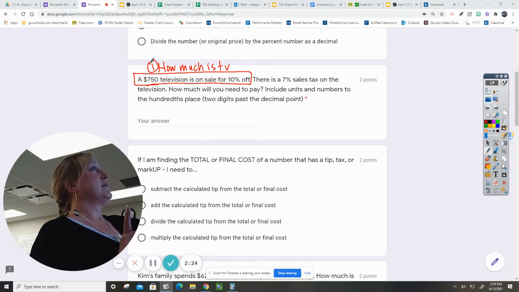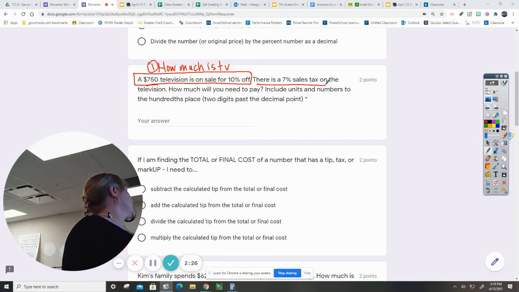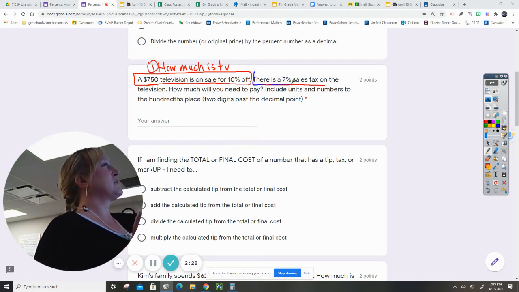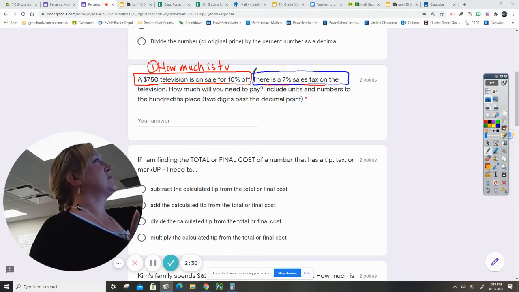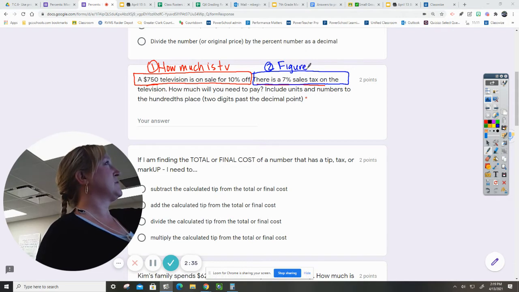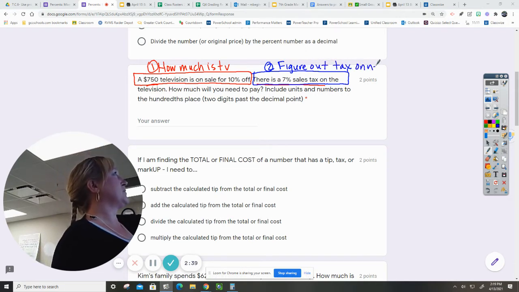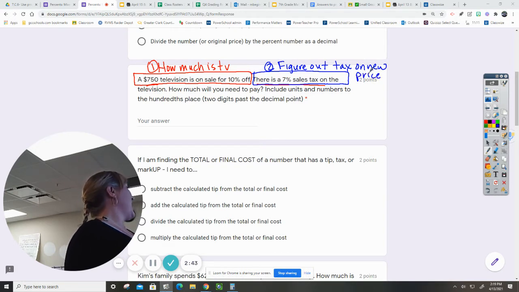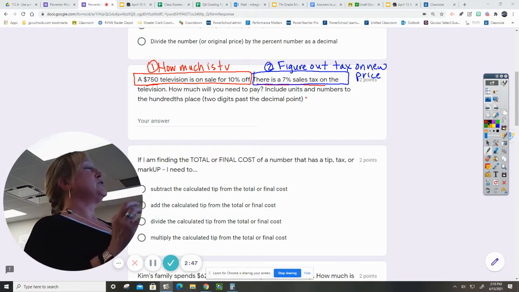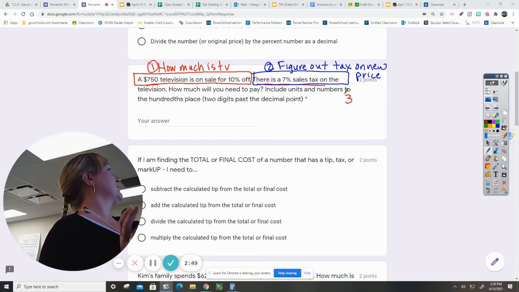Then, I'll change colors. Figure out tax on the new price. Last, you need to add together.